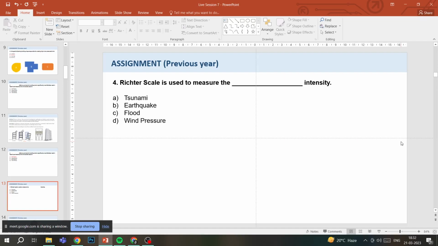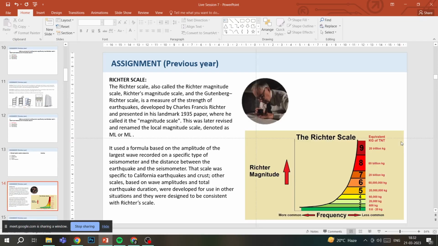So our question is, what is the Richter scale used to measure? I've just defined a little what a Richter scale is. The Richter scale, also called the Richter magnitude scale, Richter's magnitude scale, and the Gutenberg-Richter scale, is a measure of the strength of earthquakes. It was developed by Charles Francis Richter, and hence it is called the Richter scale, named after him. In his landmark paper in 1935, he called it the magnitude scale. This was later revised and renamed the local magnitude scale, denoted as ML.